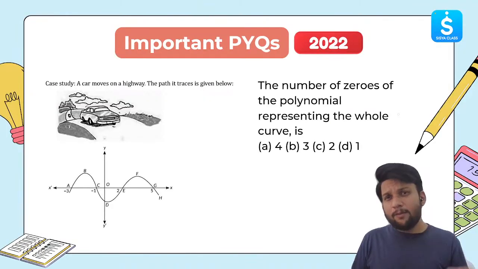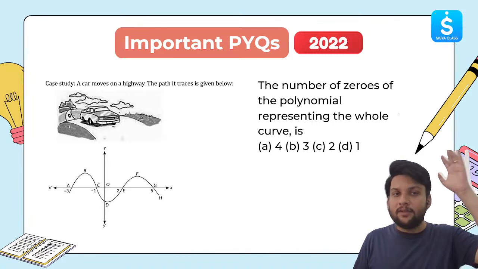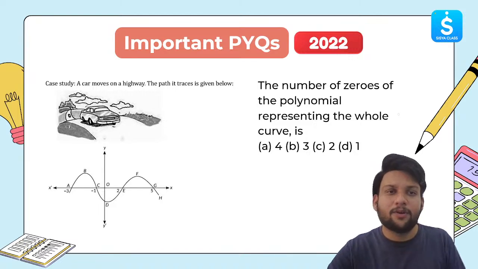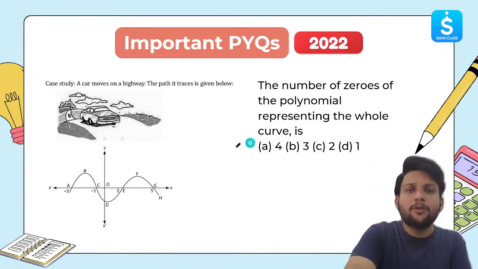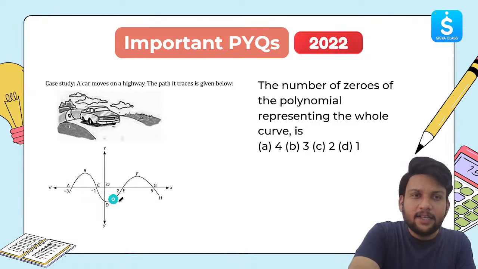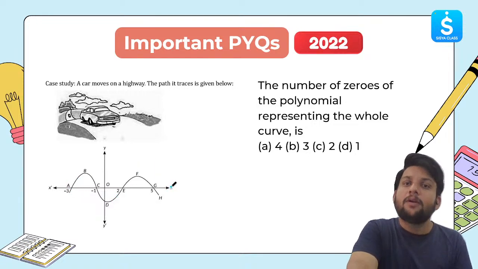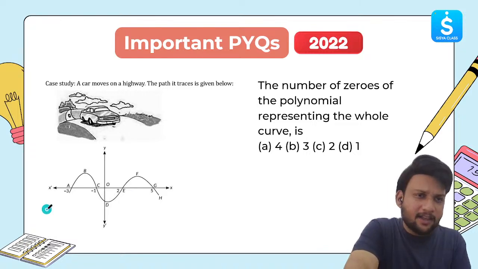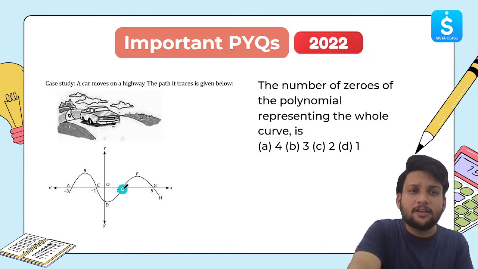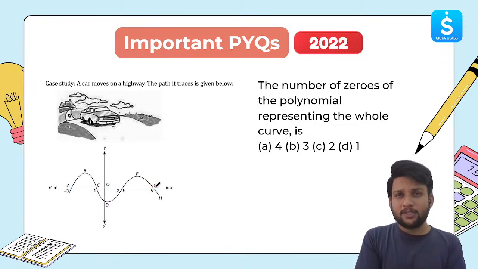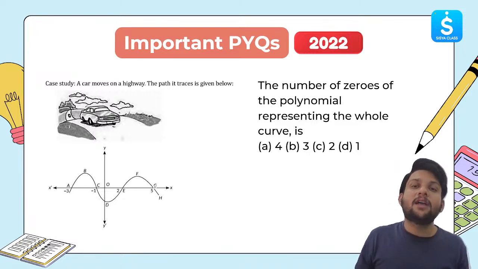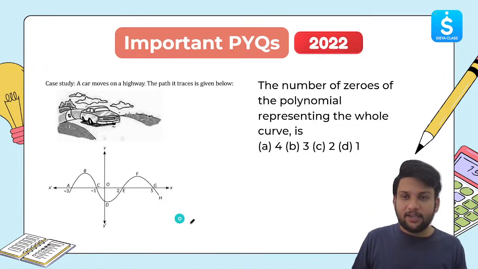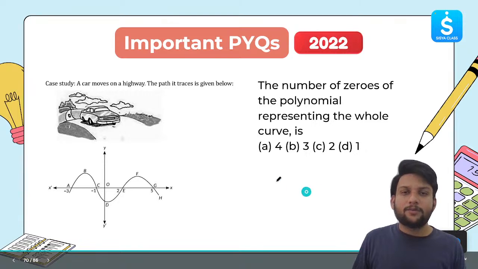The number of the zeros of the polynomial representing the whole curve. Now we have to see the whole curve. Now how will I see that? Now this is a very, very important question. See, if we are considering the whole curve, that means we are seeing A, B, C, D, E, F, G, and H. Now, what is the geometrical meaning of zeros? It is the point at which it cuts the x-axis. I am seeing this is the first point, this is the second point, this is the third point, this is the fourth point. In total, I'm able to see 4 points. Can you see more? No. So that means how many zeros will it have? It will have clearly 4 zeros, which is the correct option. Option number A.